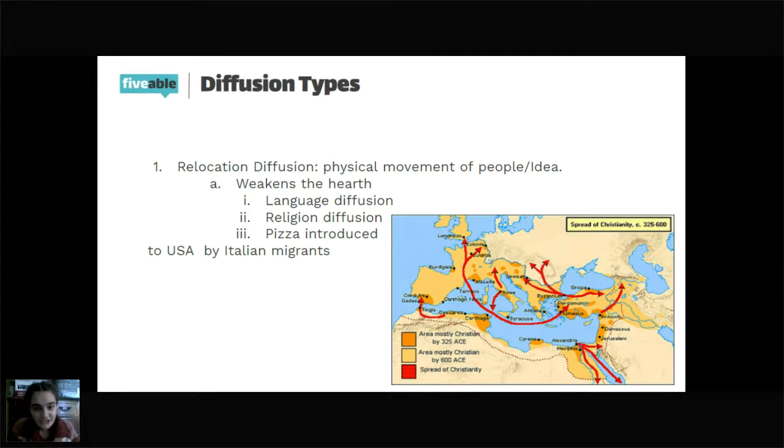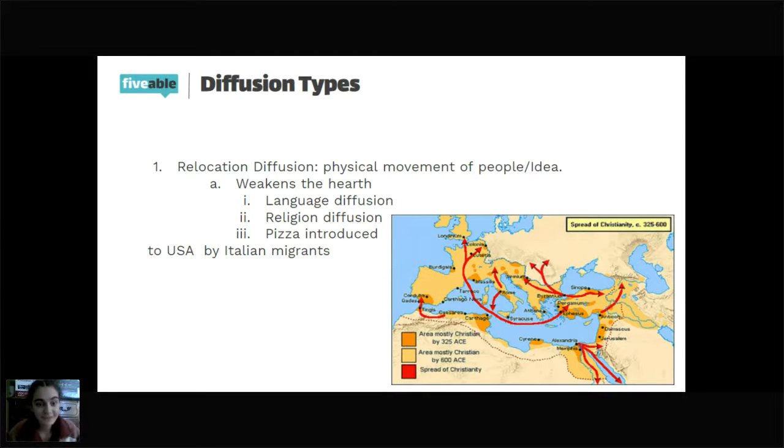I used Christianity as an example of religion diffusion, but not every language or religion diffusion falls under relocation. I use Christianity here because it was spread by the movement of people. Missionaries from the Middle East moved. If you know Paul, he was an apostle who wrote a lot of the New Testament. He contributed a lot to the spread of Christianity to the rest of Europe, to Spain and France. So this is a great example of relocation diffusion.